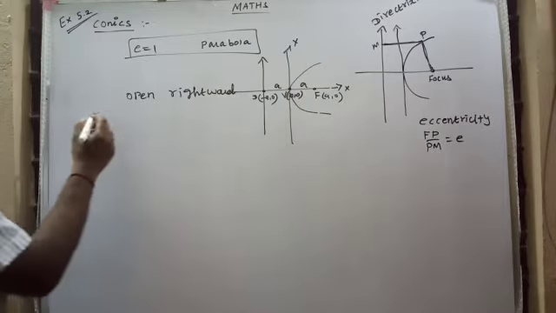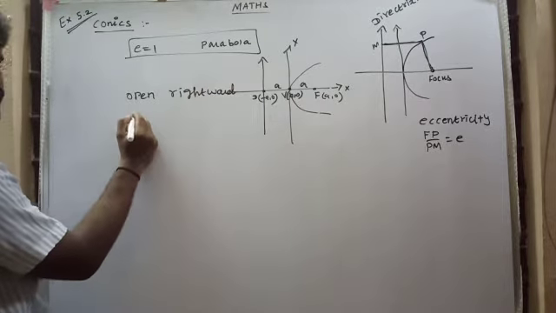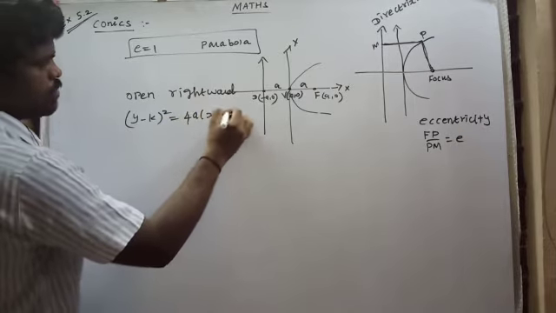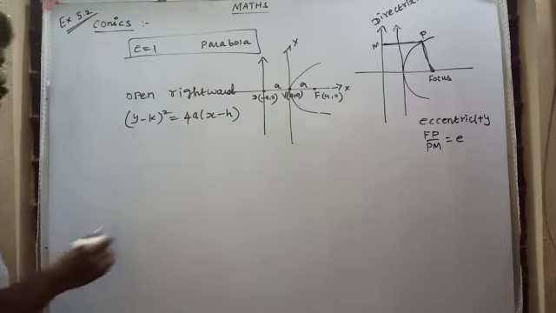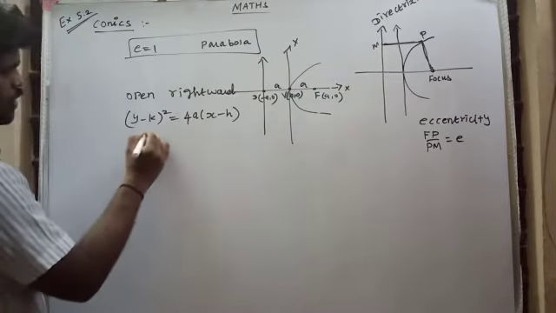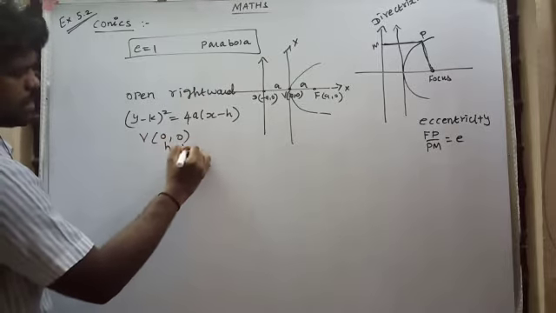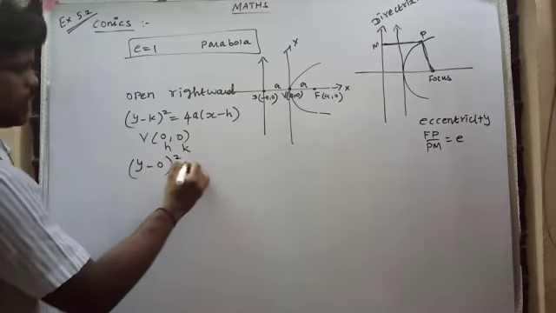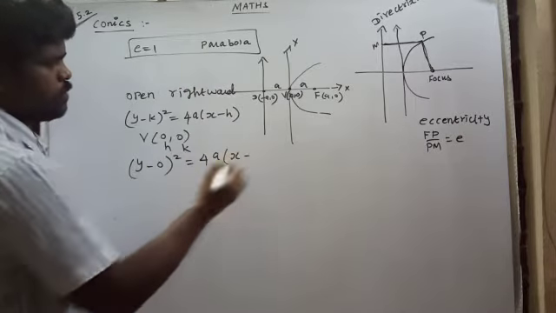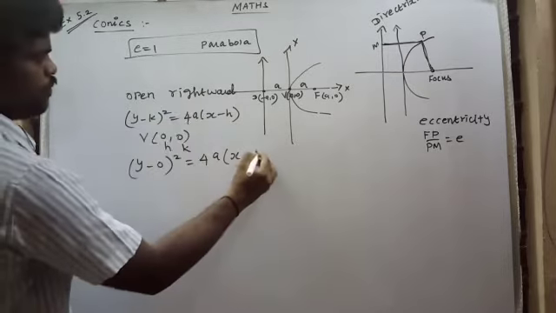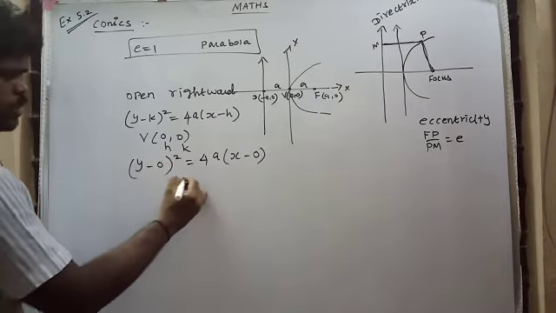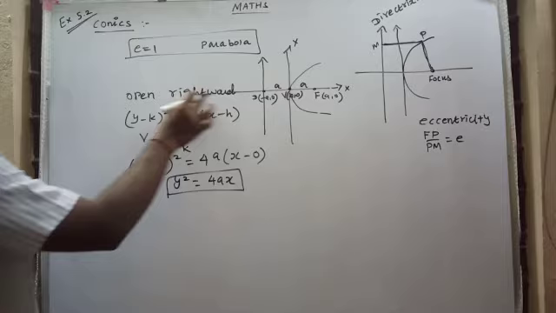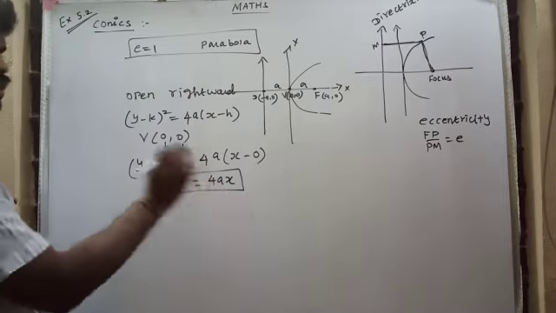We have a formula. What is the formula? In general form, open rightward, (y minus k) the whole squared is equal to 4a (x minus h). Here the vertex is (0, 0). Let us take (h, k). Here (y minus 0) the whole squared is equal to 4a (x minus 0). Therefore y squared is equal to 4ax. This is the formula for the parabola opening rightward.